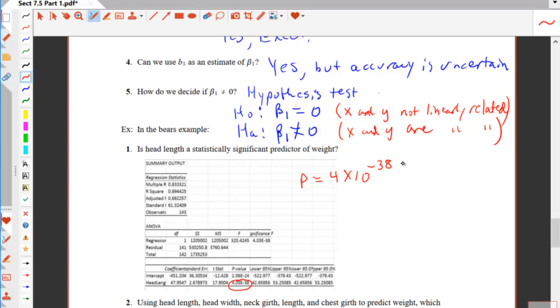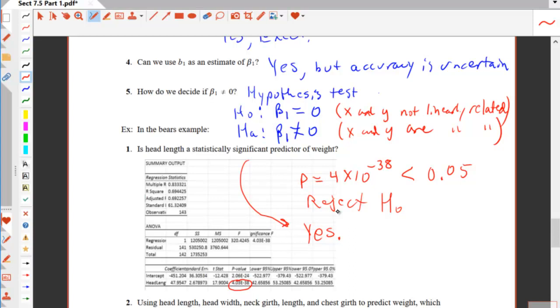In particular, that is certainly less than 0.05, which is what we usually use as a level of significance in hypothesis testing. And so we reject the null hypothesis, which was that there is no linear relationship, and conclude, yes, that we do have evidence of a relationship. So the answer to the question, is head length a statistically significant predictor of weight? Yes.